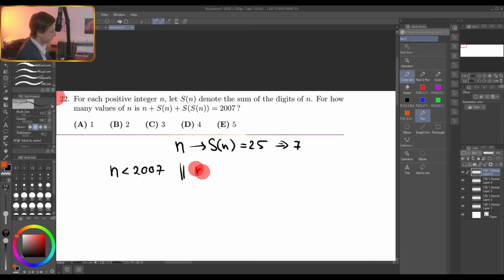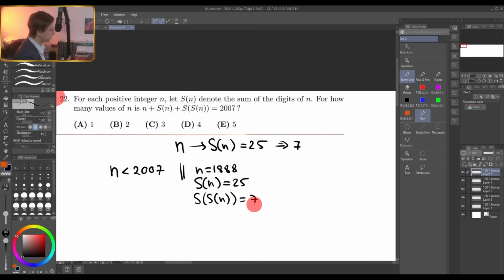If, for example, n equals 1888, let's understand how it works. What is the sum of digits of n? It is 8, 8, 8 and 1, it is 25. And what is s of s of n? It is the sum of digits of this number, which is 2 plus 5, which is 7. And the sum of these three numbers should be equal to 2007. Obviously, when you look at this particular case, you see that the largest here is n, and s of n is significantly smaller, and s of s of n is even smaller.